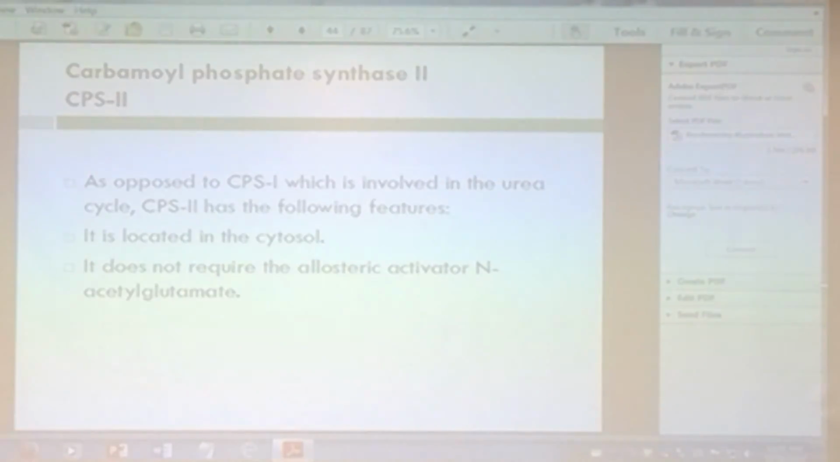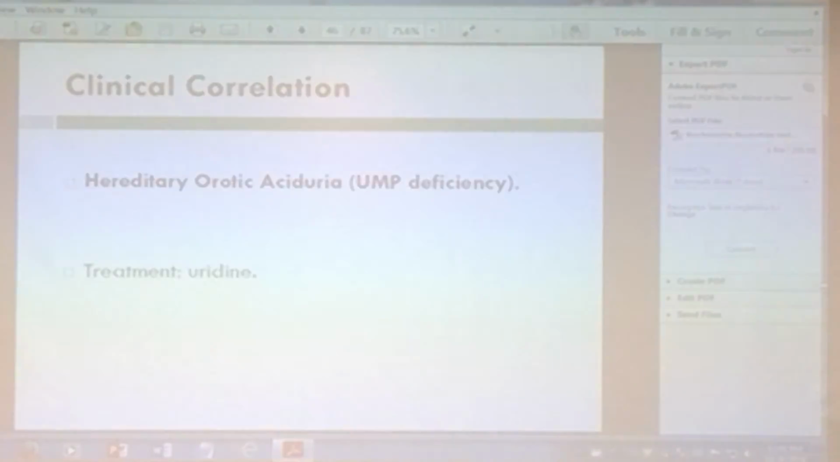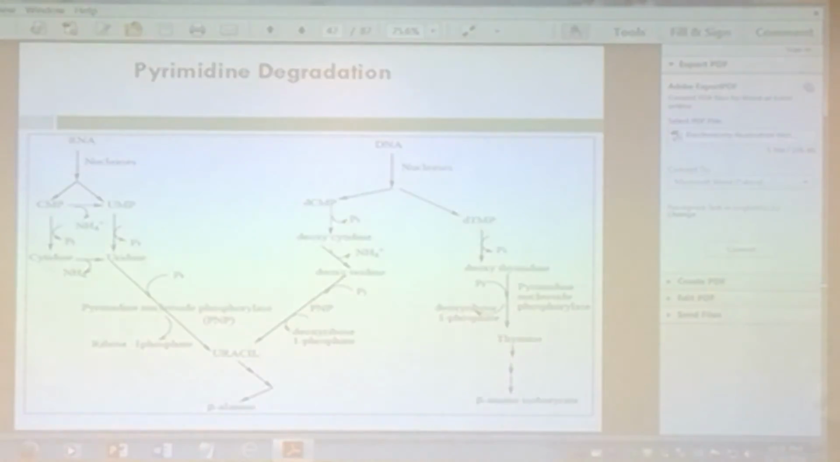Regulation of pyrimidine, carbamoyl phosphate, orotic aciduria versus uridine.